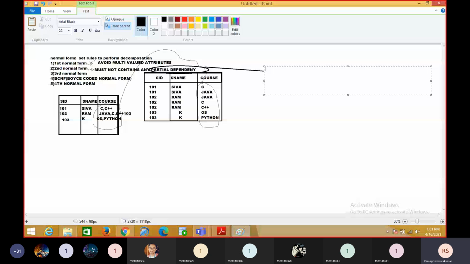We have attributes and the location. Location is an attribute, but it actually depends upon these two, the new attributes and attributes. So there should not be a dependency.